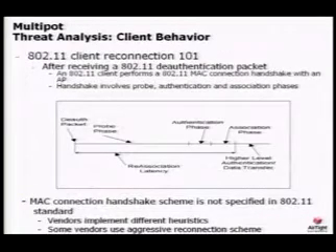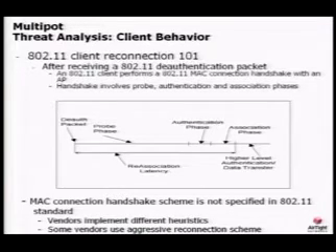Having looked at the sensor behavior, let us look at the behavior of a client. Let us have a quick 101 of what happens when a .11 client receives a deauthentication packet. After receiving a .11 deauthentication packet, a client basically enters what is known as the MAC level reconnection state. In this state, it enters a probe phase, an authentication phase and an association phase before it can actually transmit the data.